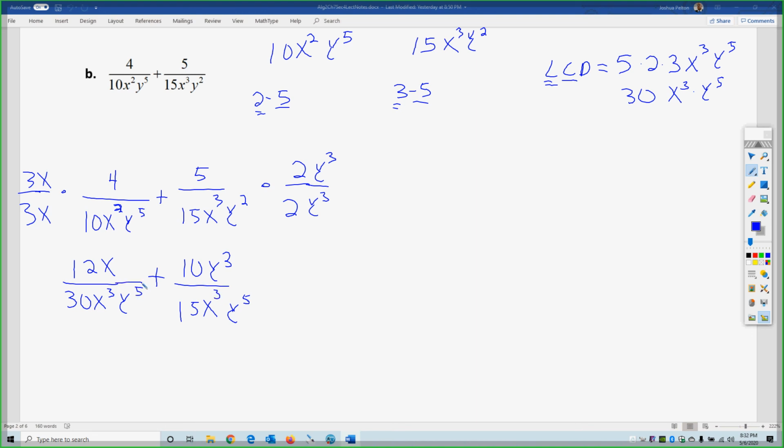They're not like terms, so the numerators just stay as they are. So 12x plus 10y cubed over 30x cubed y to the 5th. Because again, the point is to have a singular term when you're all done, okay? And don't worry about domain restrictions on monomials, because just whatever x and y is 0. Okay, the polynomials are more of a concern. That is the end of part 1.